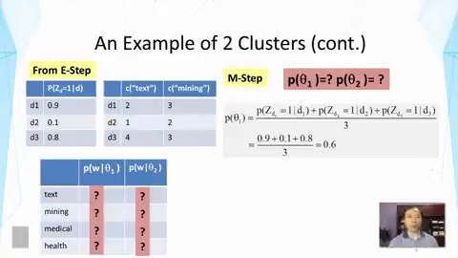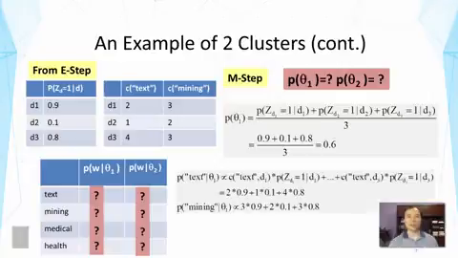What about these word probabilities? We do the same, and the intuition is the same. In order to estimate the probabilities of words in theta 1, we're going to look at which documents have been generated from theta 1, and we're going to pool together the words in those documents and normalize them. So this is basically what I just said.